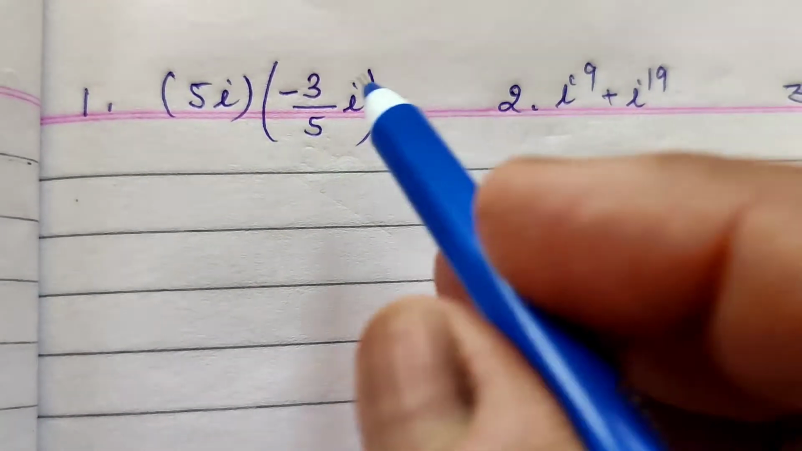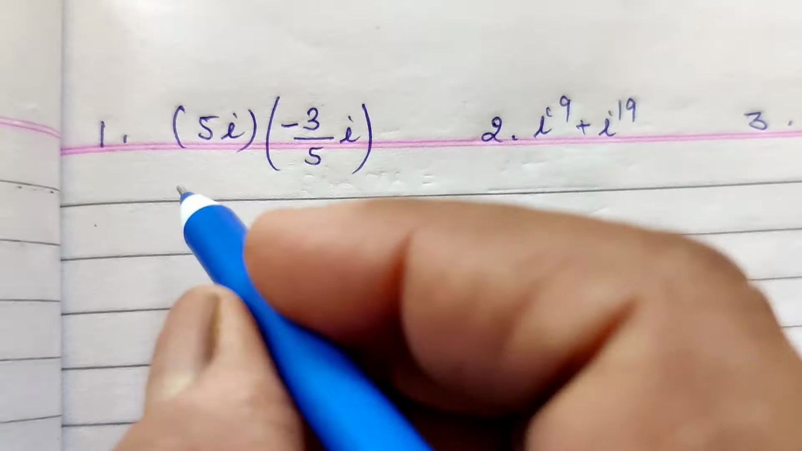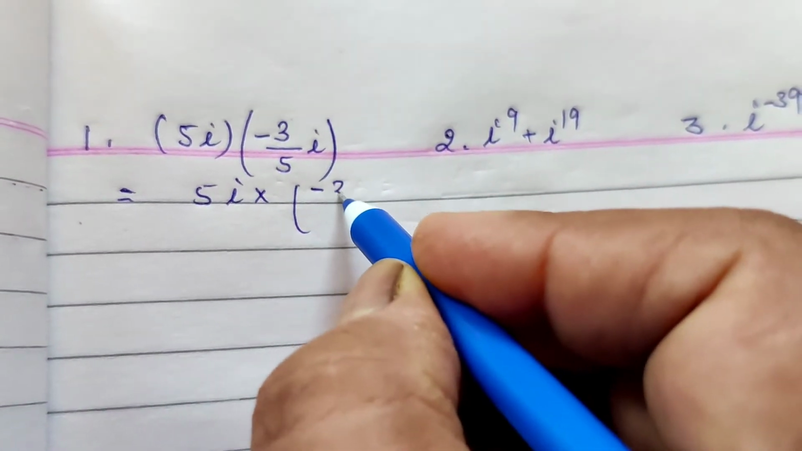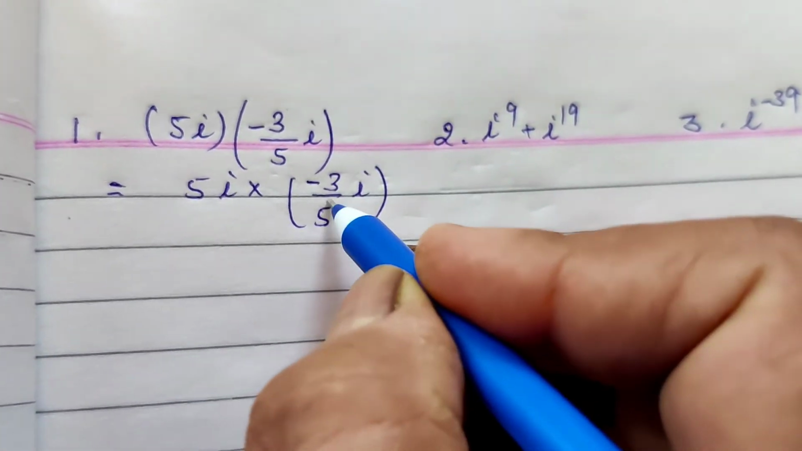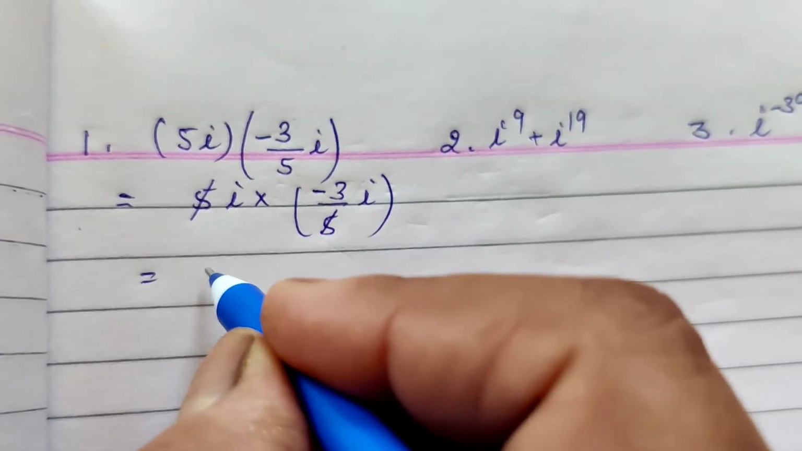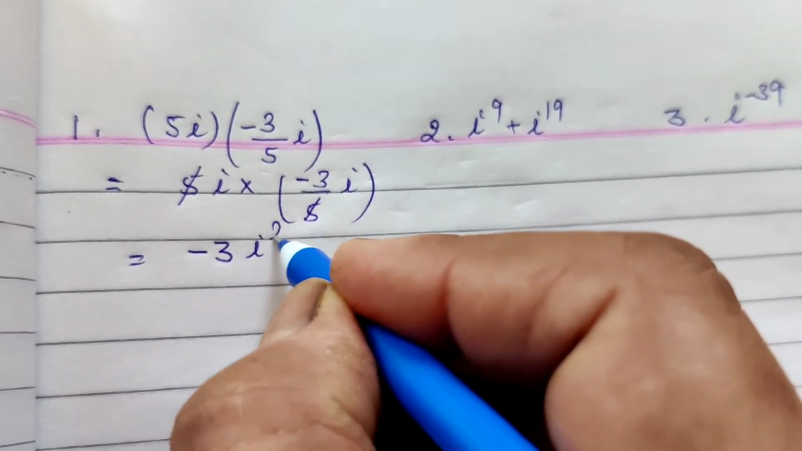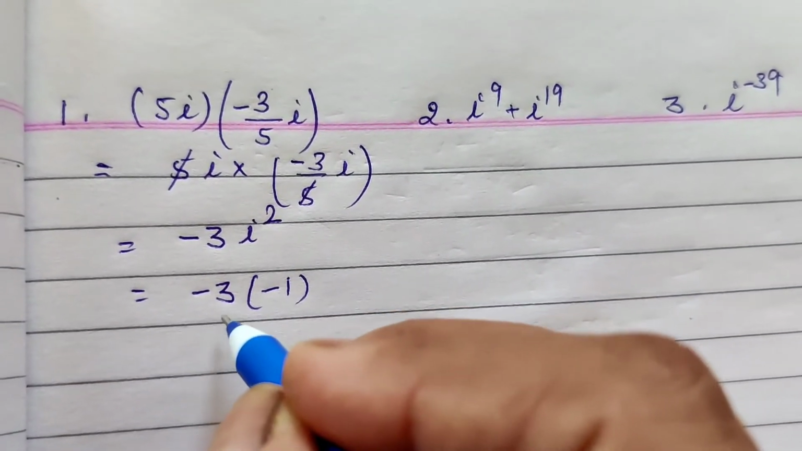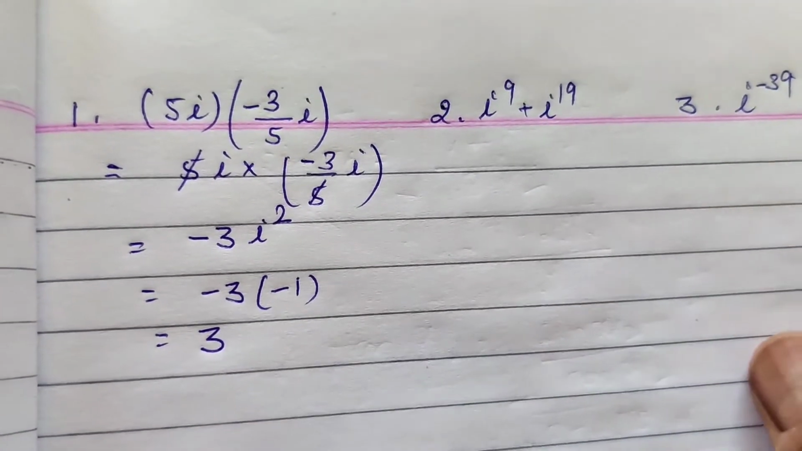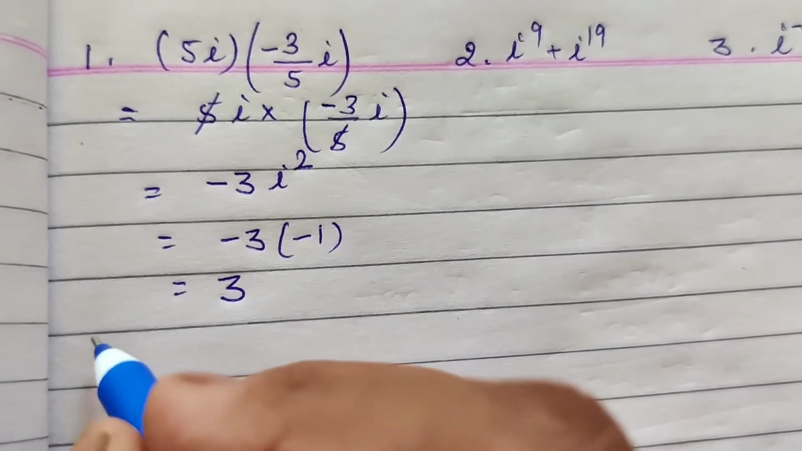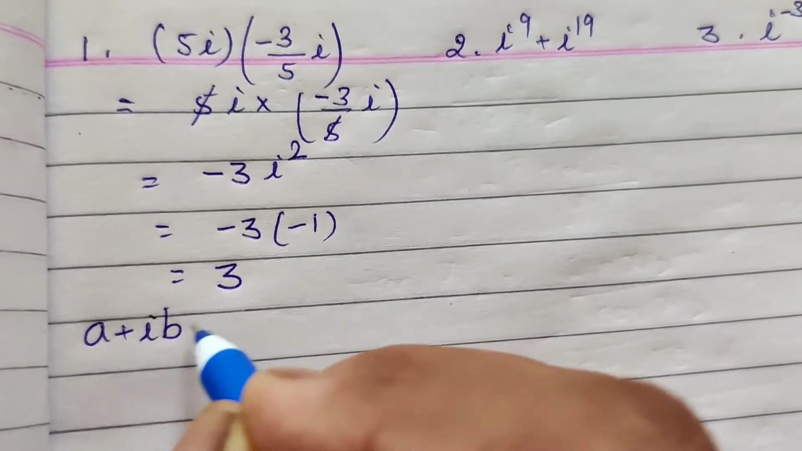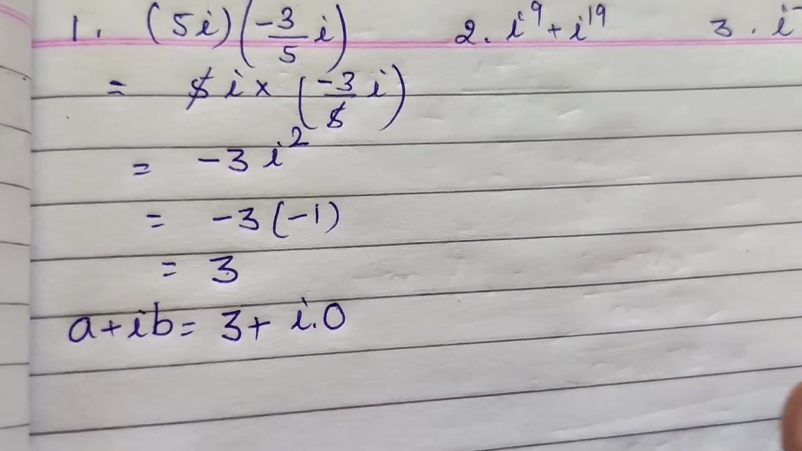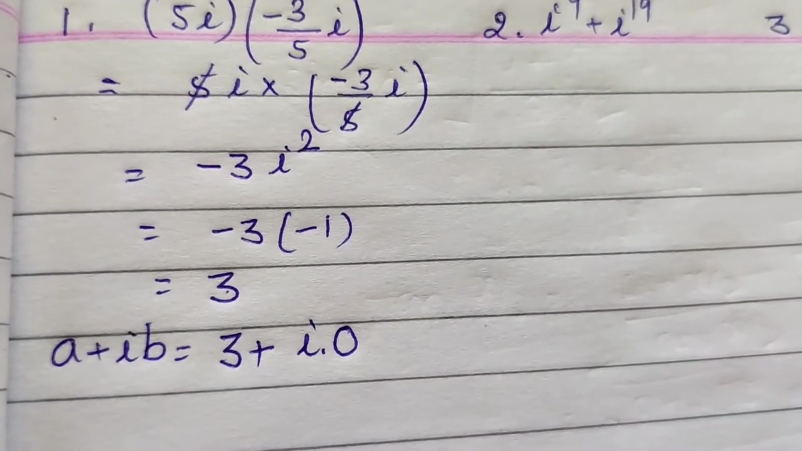5i into 3 minus 3 by 5i. Just the product of these two numbers, 5i into minus 3 by 5i. 5 cancels. The product is minus 3 i square. We know that i square equal to minus 1. It is equal to 3. पर हमको लिखना किस फॉर्म में है? a plus ib फॉर्म. In a plus ib form, a is the real number 3 but i into 0 because there is no imaginary part.